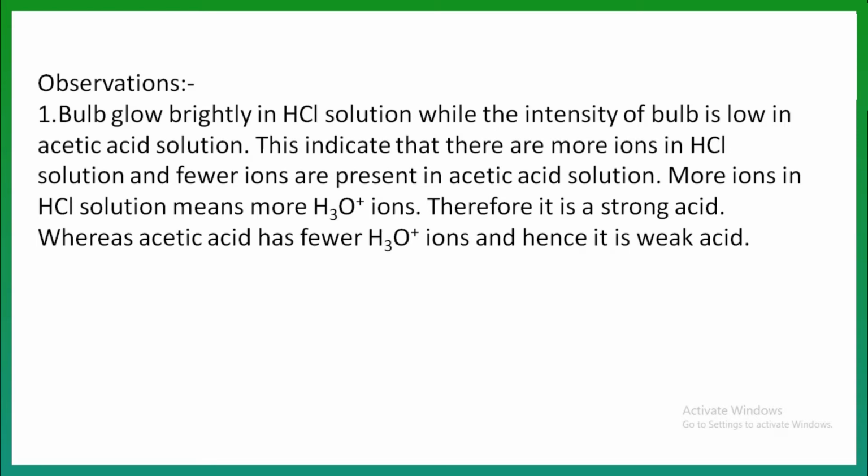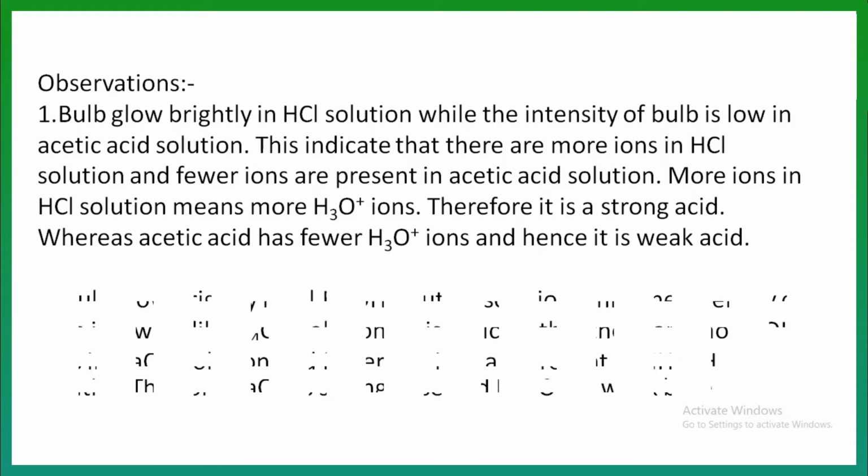Here we will observe that the bulb glows brightly in HCl or H2SO4 solution, while the intensity of the bulb is low in acetic acid solution. This indicates that there are more ions in HCl or H2SO4 solution and fewer ions present in acetic acid solution. More ions in HCl solution means more H3O+ ions. Therefore, it is a strong acid, whereas acetic acid has fewer H3O+ ions and hence it is a weak acid.